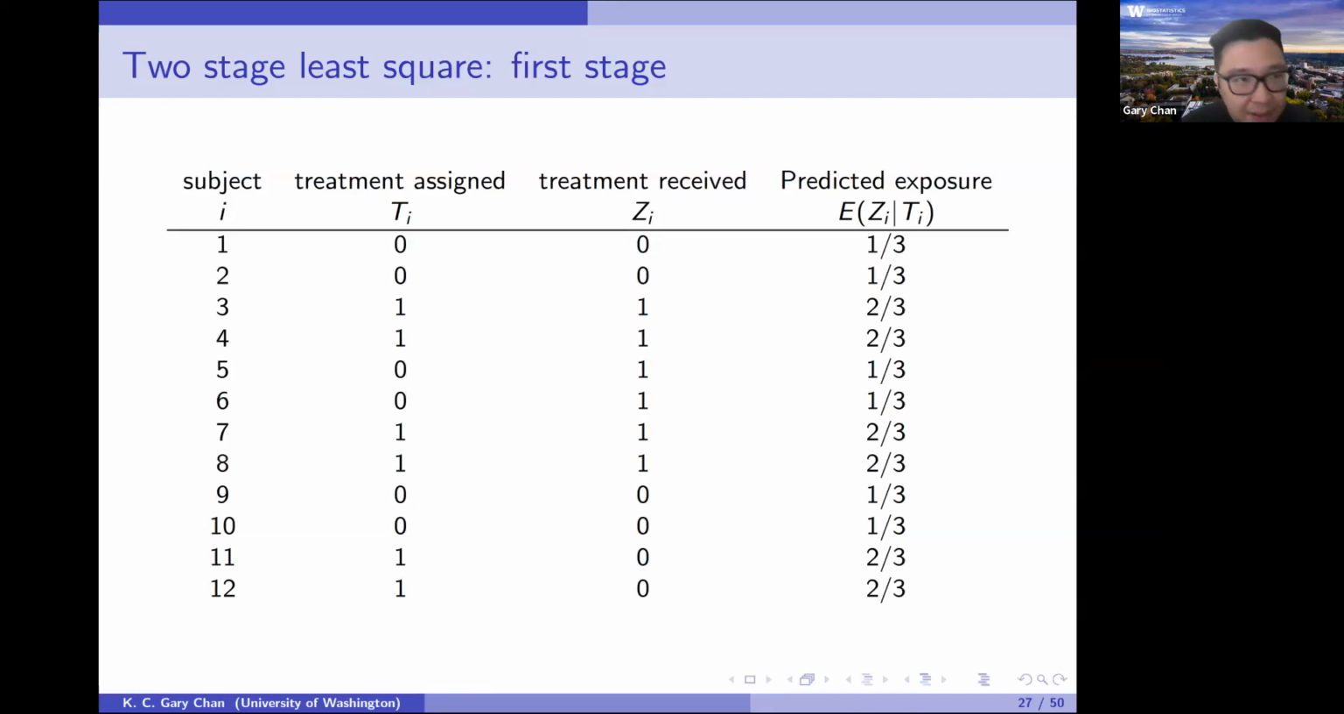And why two stage least squares is doing exactly the same thing I show you in these few slides is that, so this is the first stage. You regress treatment received on treatment assigned, and then you get the predicted exposure. Then for those who are actually assigned to one, we're going to get two thirds, because it's basically just counting. You have six people assigned to one, and four of them actually get the treatment, so it's two thirds. And then six people assigned to control, two of them get the treatment because they are always takers, then it is one third.